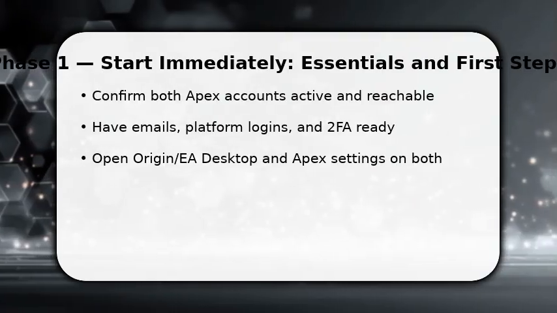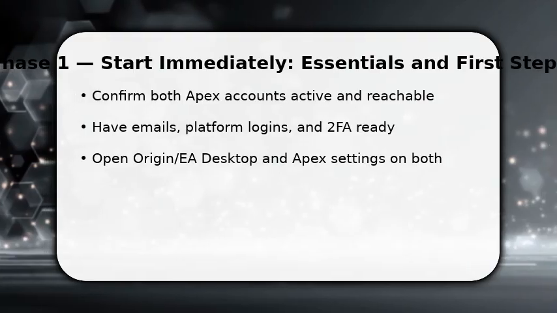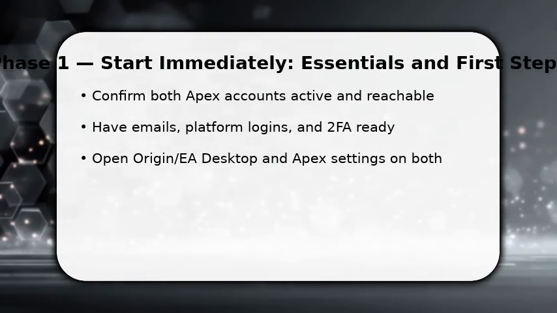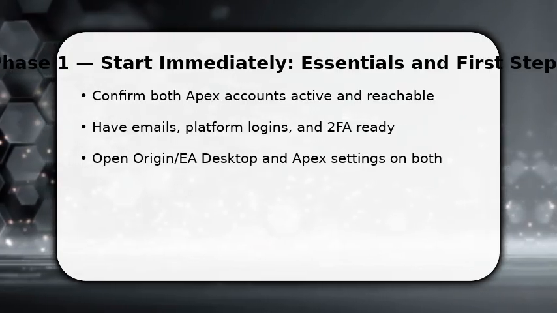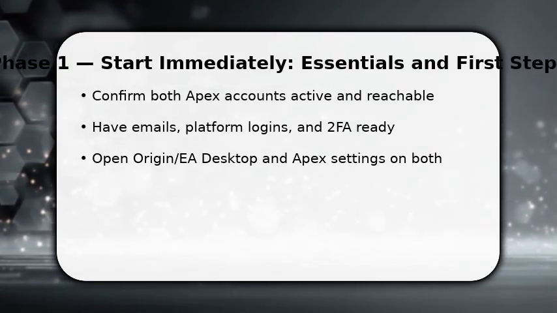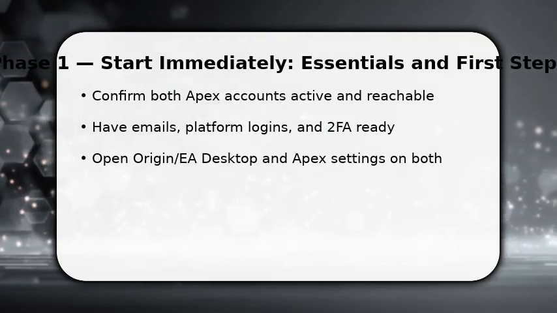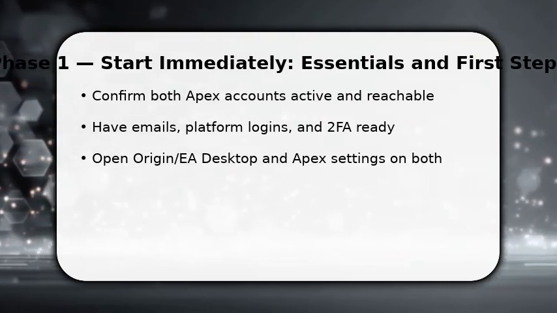You begin by verifying prerequisites. Both Apex accounts must be active, and you need login access plus any 2FA codes. Once done, sign into Origin or EA Desktop on the primary account. Make sure the secondary device is ready to sign in too.